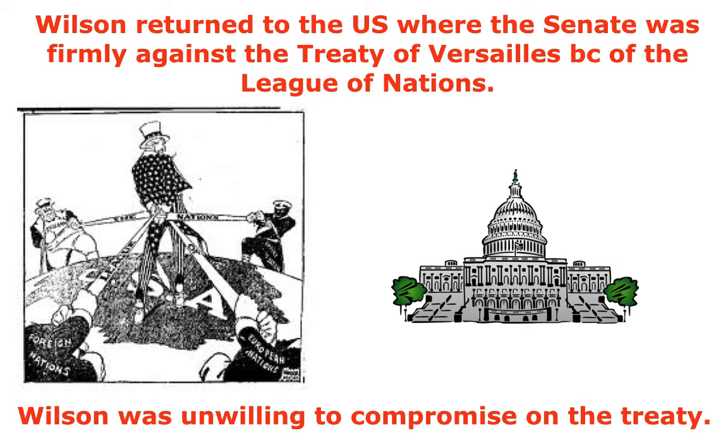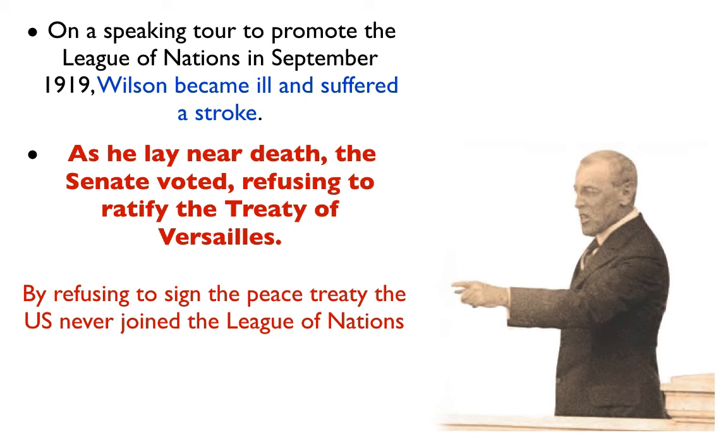And as you know, in the Constitution it says that the president has the power to negotiate treaties, but for a treaty to get approved, it needs to be confirmed or passed by the U.S. Senate. And so what happens is Wilson is very unwilling to compromise on this treaty. He goes on this massive speaking tour around the United States to try to promote the League of Nations, and he actually suffers a stroke during that.